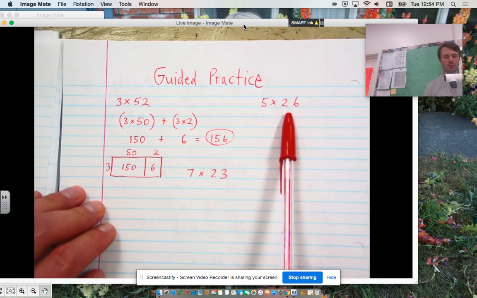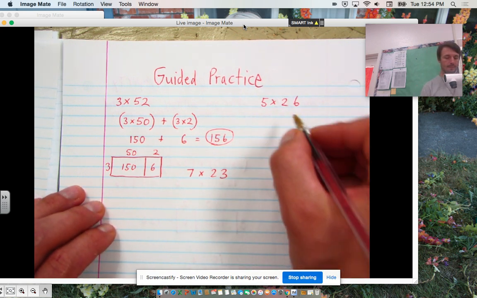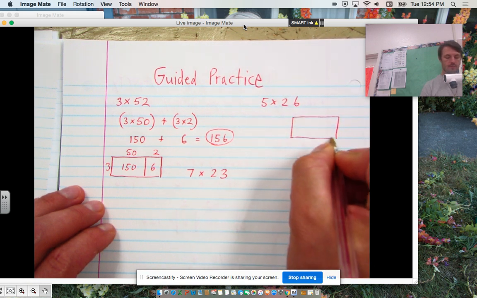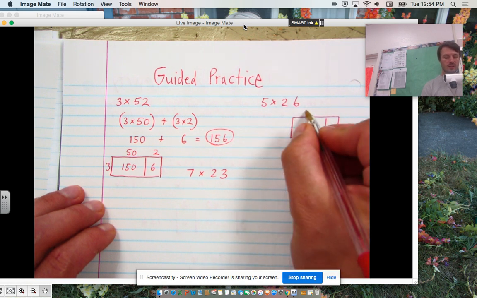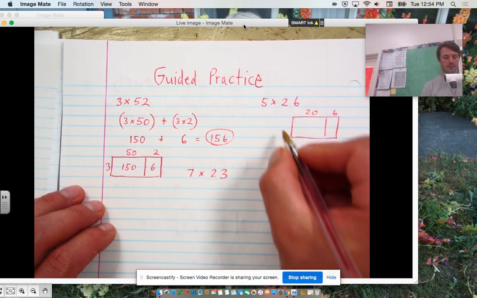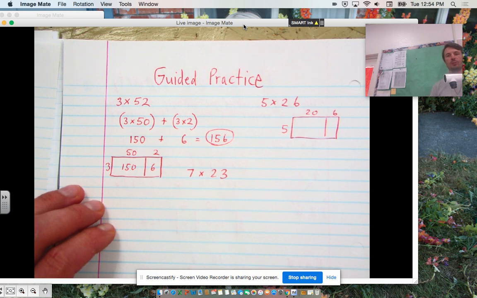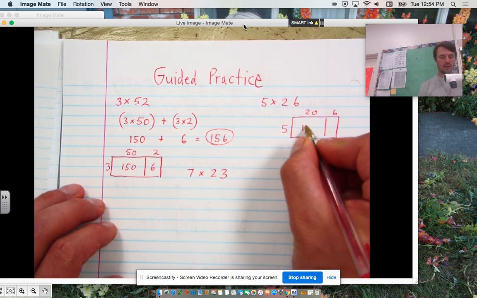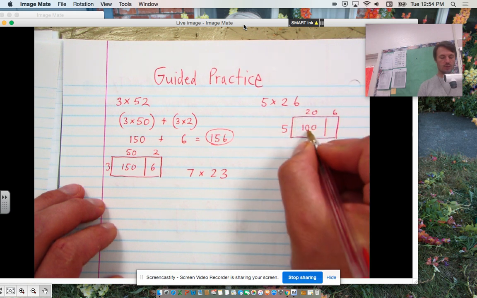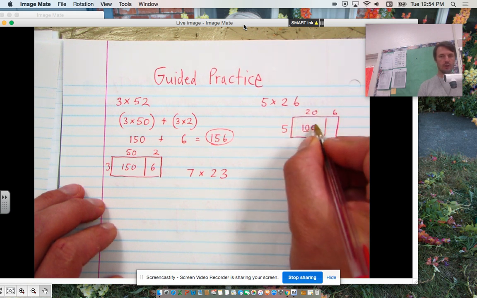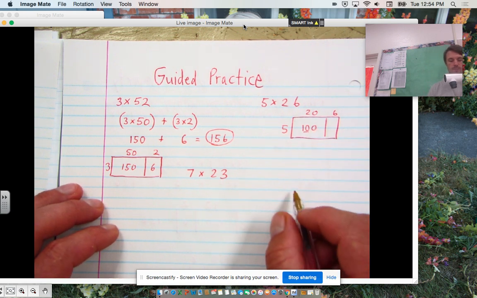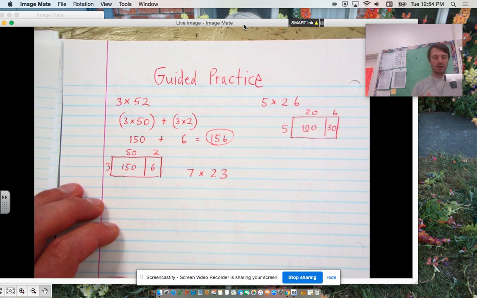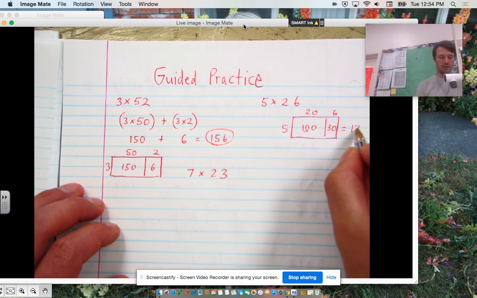Now 5 times 26. Okay, let's start with the area model this time. We separate 26 into 20 and 6. We distribute the 5 to be multiplied by each one separately. 5 times 20 is 100, because 5 times 2 is 10, and then we add the 0 from the factor into the product. 5 times 6 is 30, and 100 plus 30 is 130.